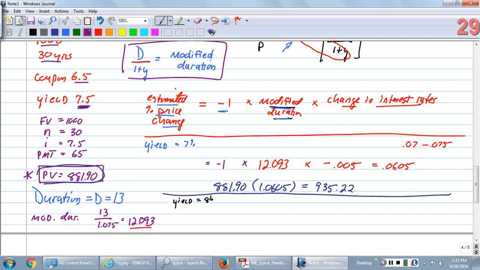Well, let's plug it in again. -1 times modified duration times the change in yield. This time the yield went up. So it's going to be positive 0.005. It went up 0.5%. And so this is going to be the same outcome, isn't it? Except it's going to be negative 0.0605. So our bond had been worth $881.90. Now it's going to be 1 minus 0.0605.